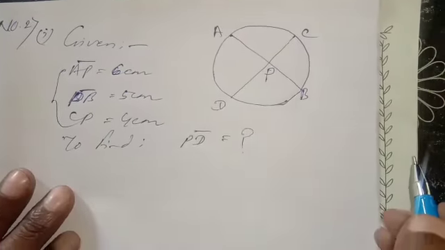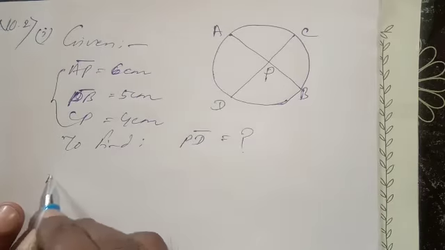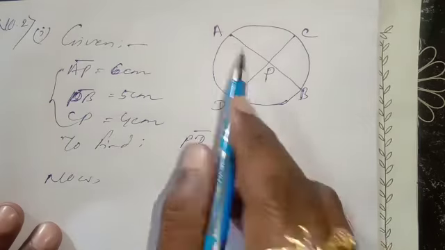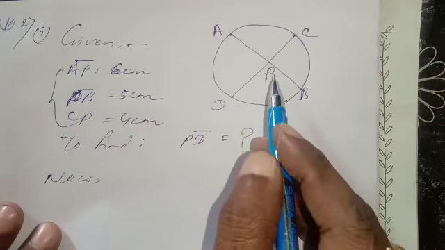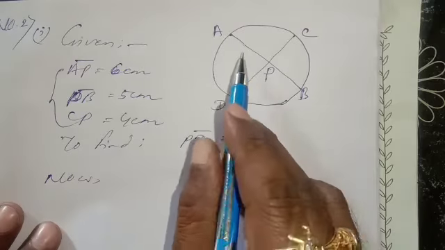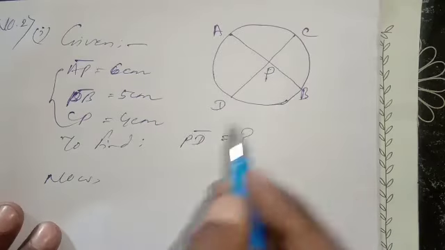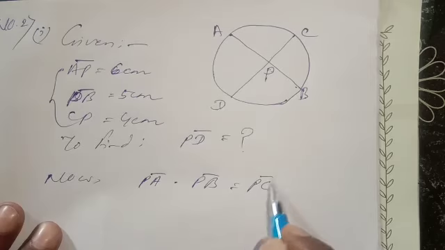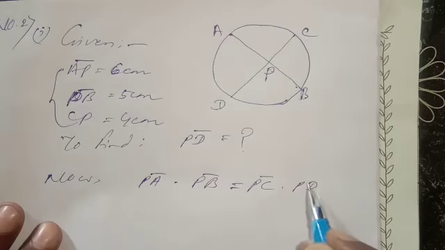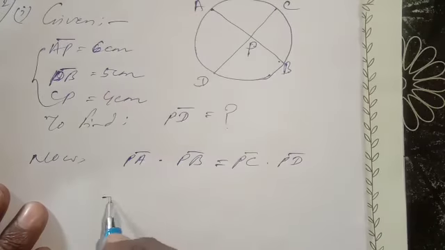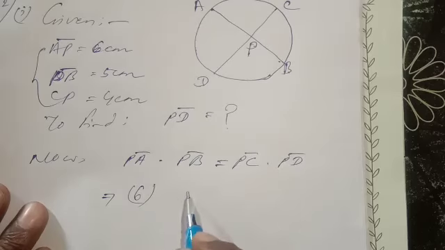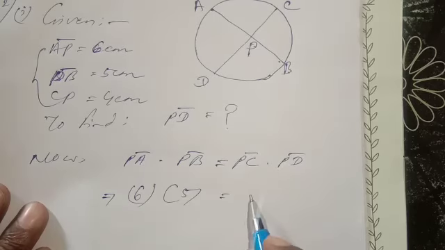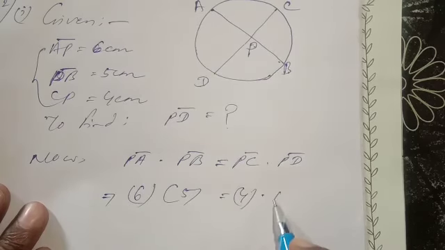Okay. So as per the theorem, already I have discussed. Whenever two chords intersect internally at the point P, the products of the segments are equal. That means PA into PB, the product of the segments, is equal to PC into PD. Now put the values: AP given 6 cm, PB given 5 cm, PC given 4 cm, and PD you have to find out.